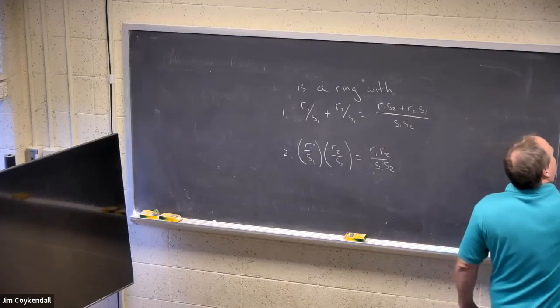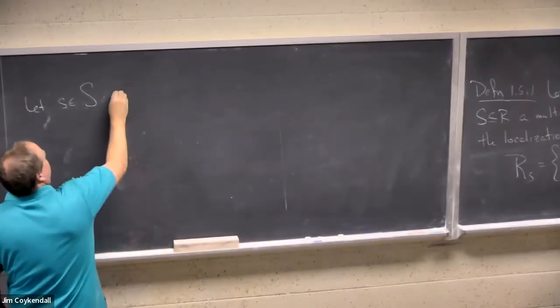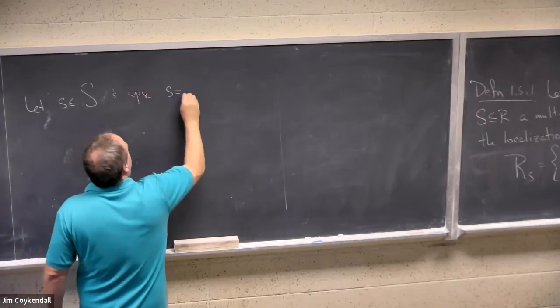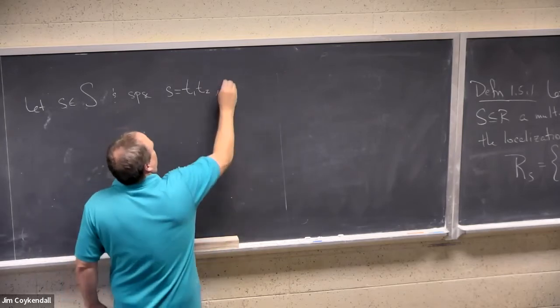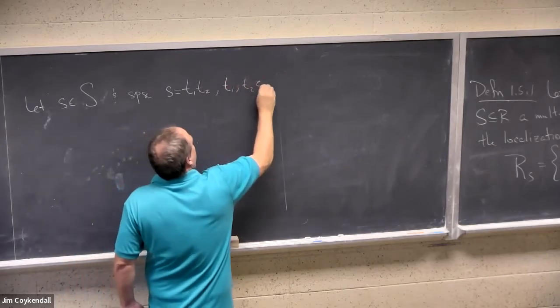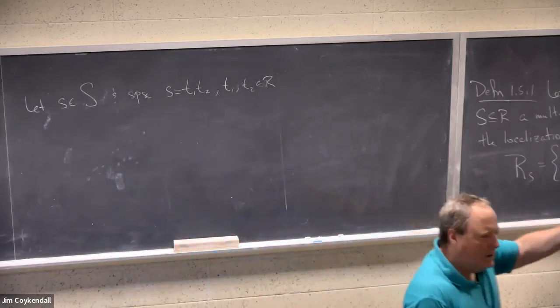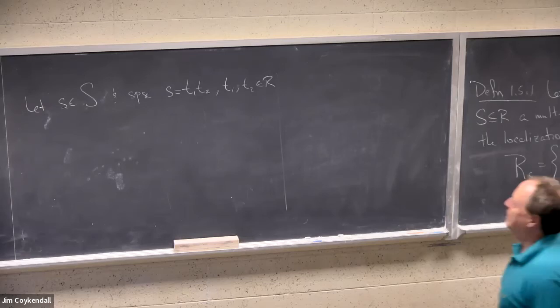Let s be in S, and suppose s equals t1 t2. Now Grant asked, well, maybe it's not saturated, maybe you don't have the t1 in there, in the set itself, maybe you don't. But when you form the localization, you pick it up.